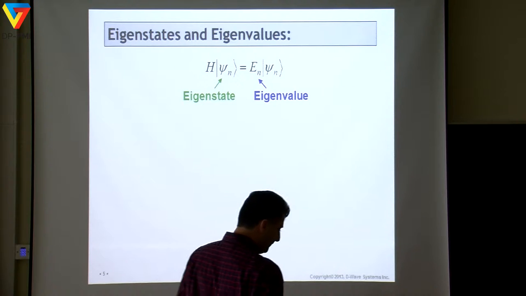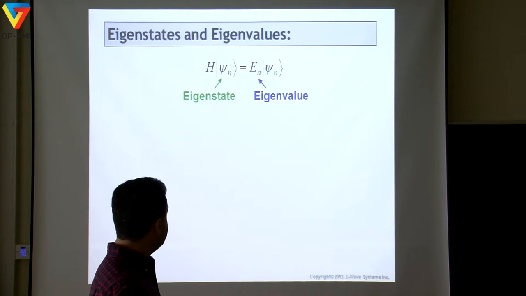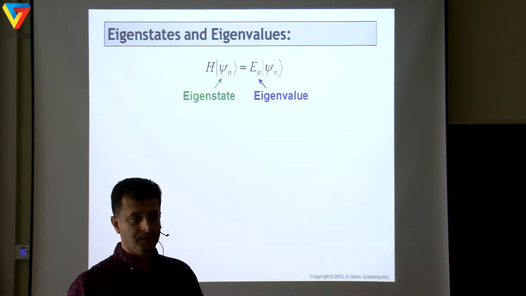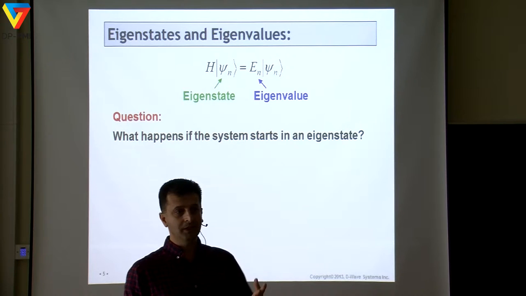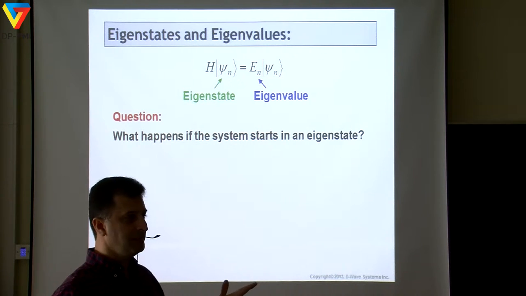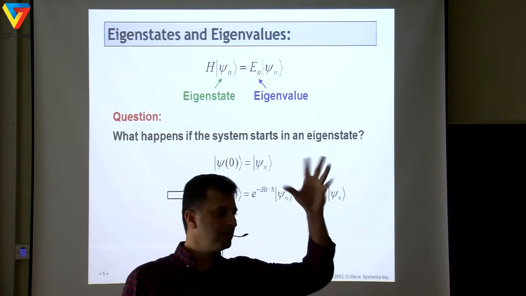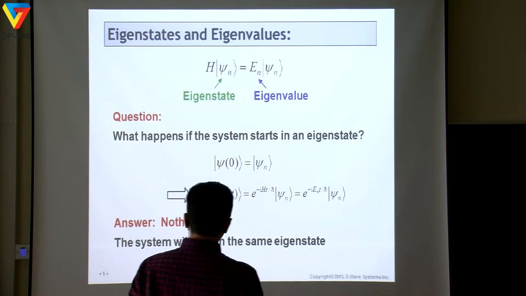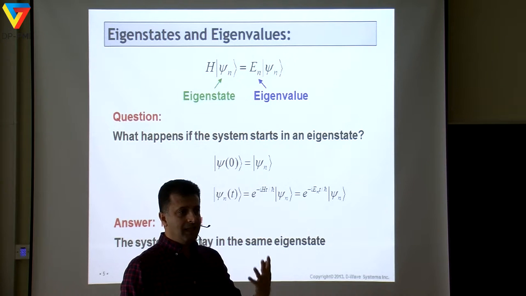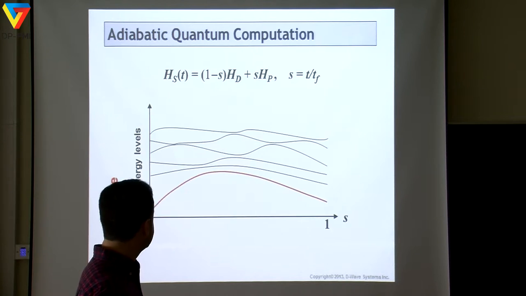But the concept of using the Hamiltonian in adiabatic quantum computation is different. In adiabatic quantum computation, you use the eigenstates. So what does a Hamiltonian do to eigenstates? Any answer? Nothing. A Hamiltonian does nothing to the eigenstate. Only a phase changes, which doesn't matter after all. Because of that, a Hamiltonian is kind of a stabilizer for the eigenstate itself, which we will get to later.